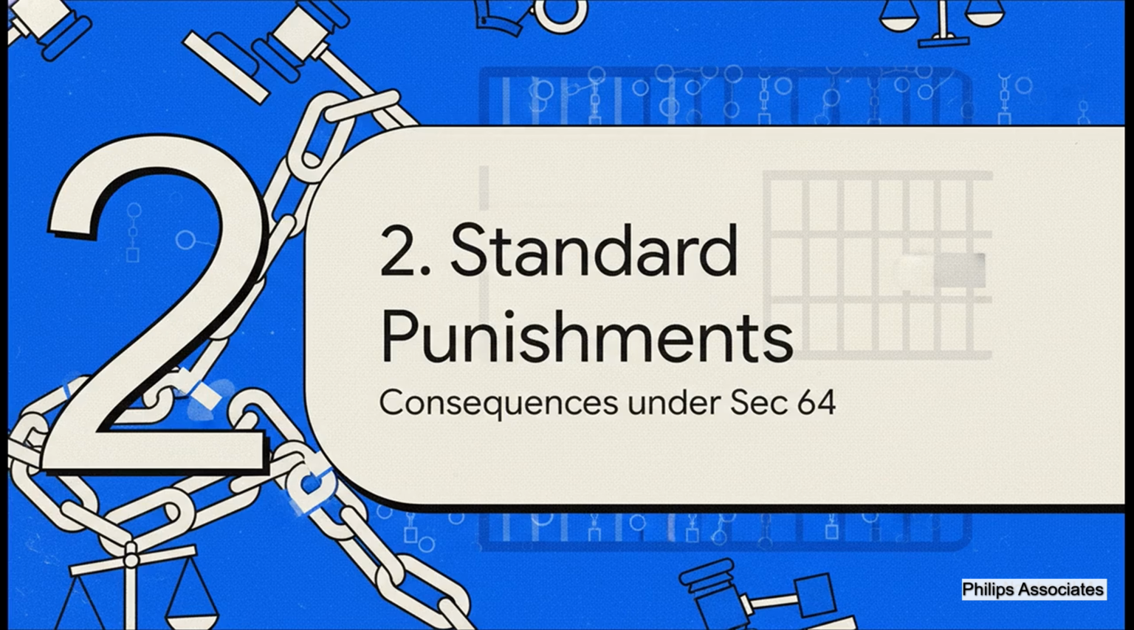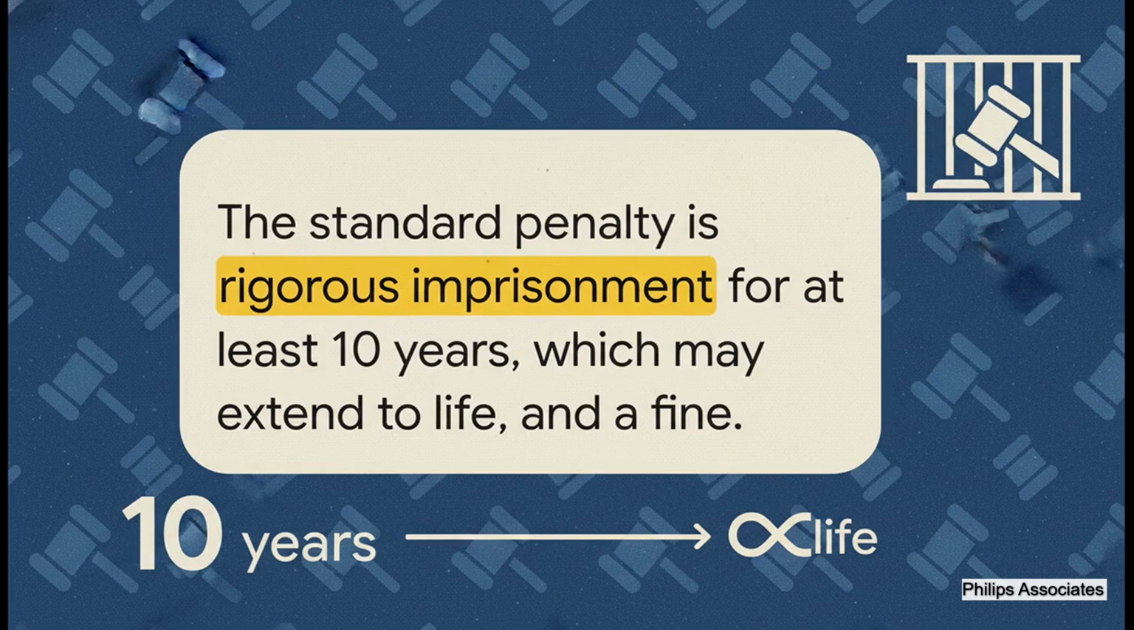All right, so that's the crime defined under Section 63. Now, what about the consequences? Let's turn to Section 64, which lays out the standard punishments for anyone convicted of rape. For a conviction under that general definition we just talked about, Section 64 sets a pretty serious mandatory minimum. The sentence starts at 10 years of rigorous imprisonment, which means hard labor, and it can go all the way up to a life sentence, plus a fine.